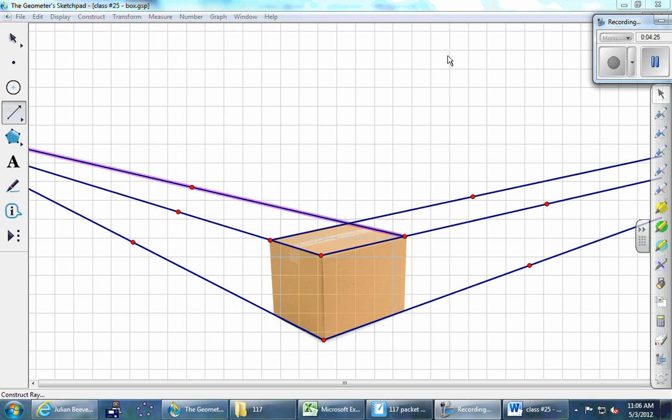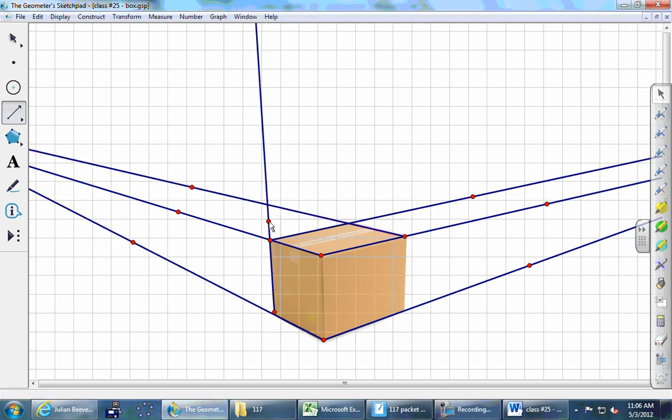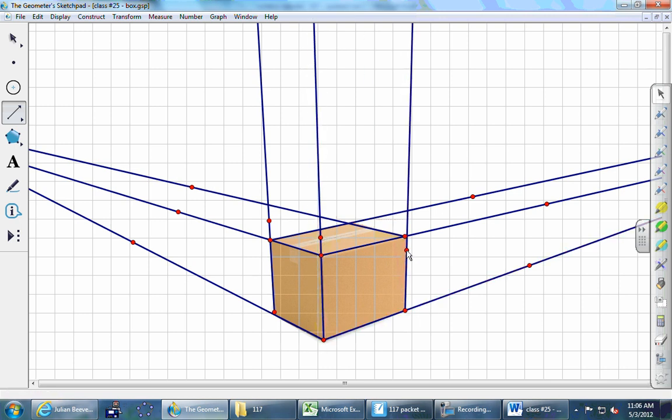That said, what if I were to draw these lines, the up-down lines on the box? So are these lines parallel on the box? Are these lines parallel in reality? Yes. If I draw them, do you think they will be parallel?